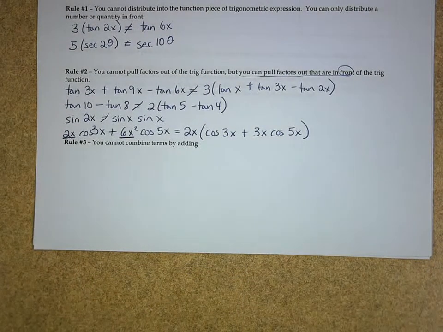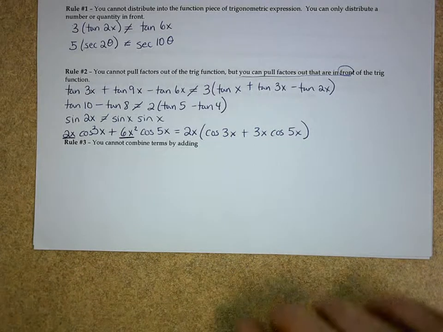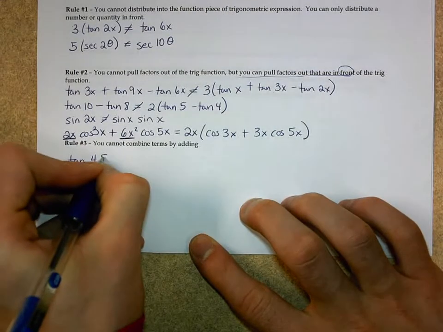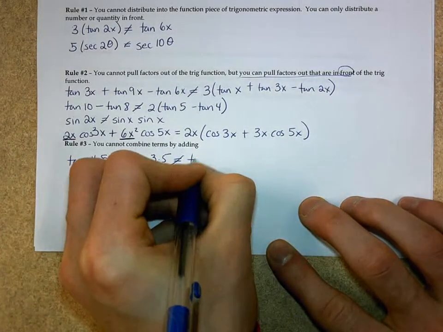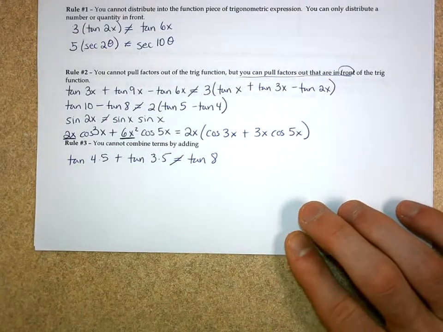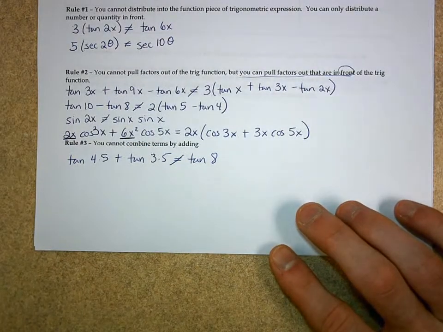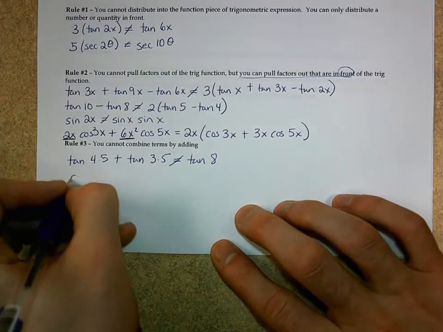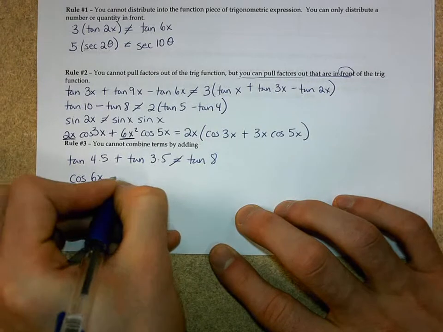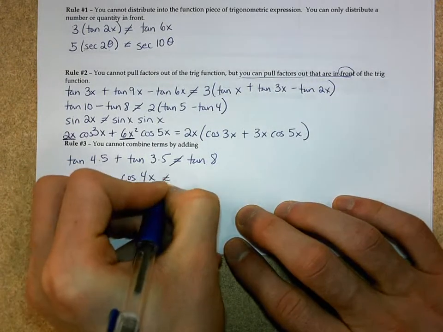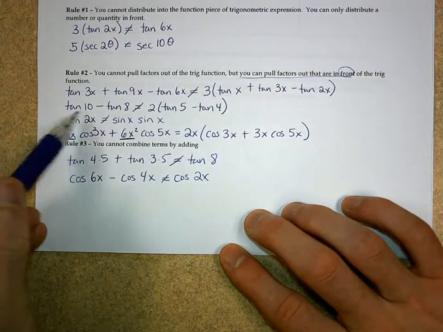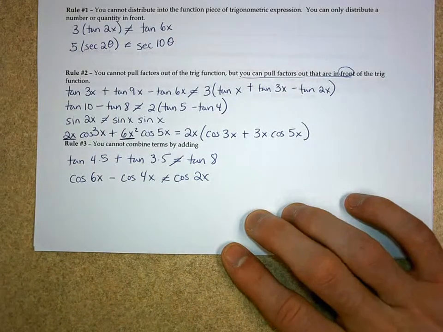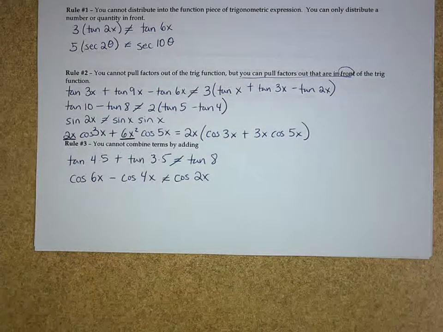Rule number 3, I cannot combine terms by adding. So if I have the tangent of 4.5 plus the tangent of 3.5, that does not equal the tangent of 8. Cannot add those pieces together. Likewise, I can't subtract pieces on the inside. So the cosine of 6x minus the cosine of 4x does not equal the cosine of 2x. And probably up here some of you are thinking, okay, tangent of 10 minus tangent of 8 is equal to the tangent of 2. That does not work. You cannot combine terms by adding or subtracting inside a trig function.